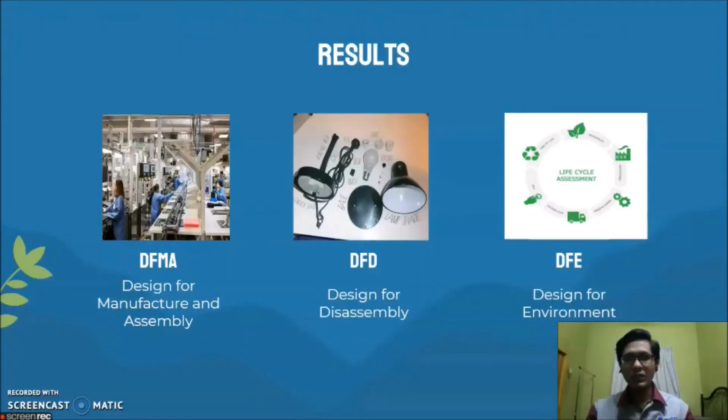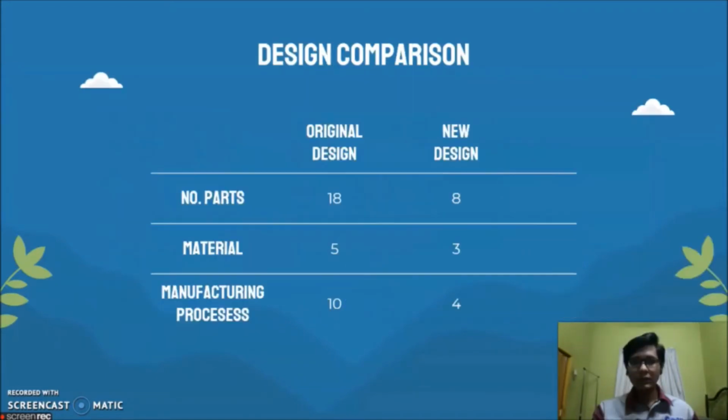I will continue with the result. These results are based on the three methods that our group has used. The methods are design for manufacture and assembly, DFMA, design for disassembly, DFD, and lastly, design for environment, DFE. Next, before that, this is the design comparison between the original design table lamp and the new design of the table lamp.